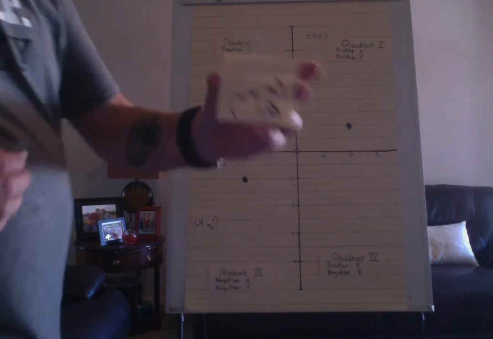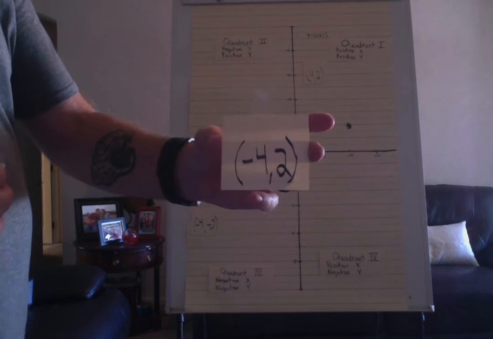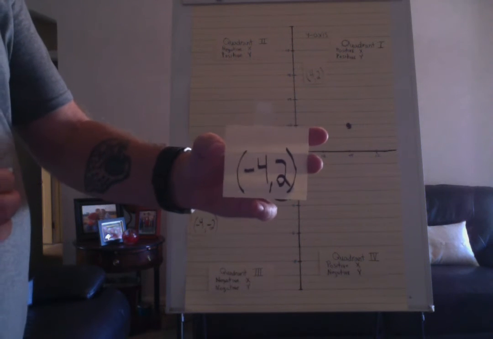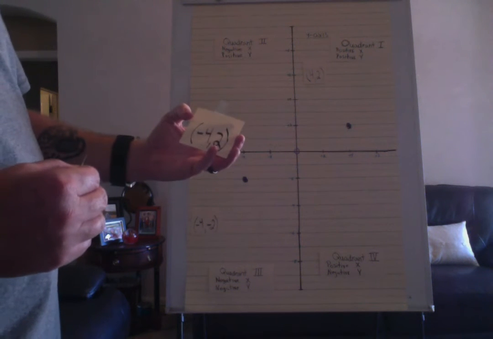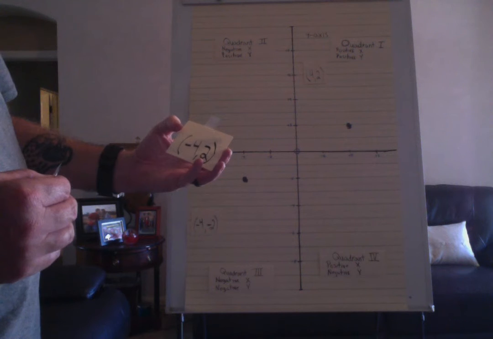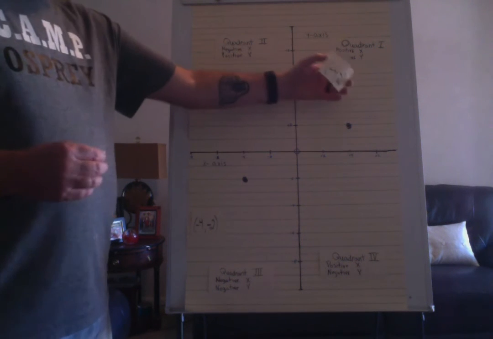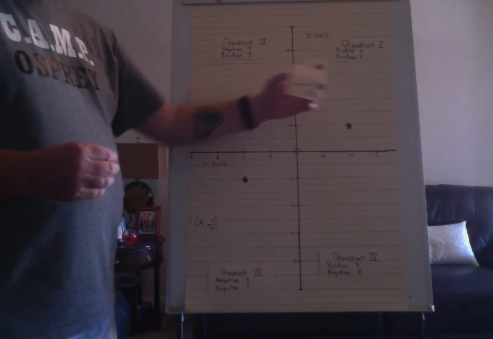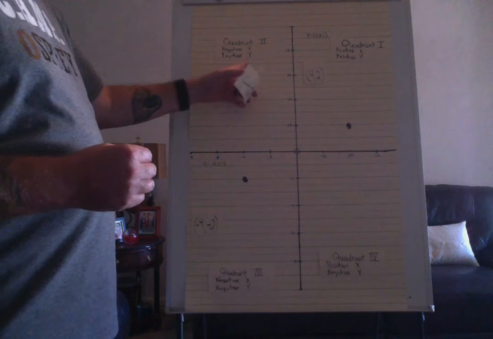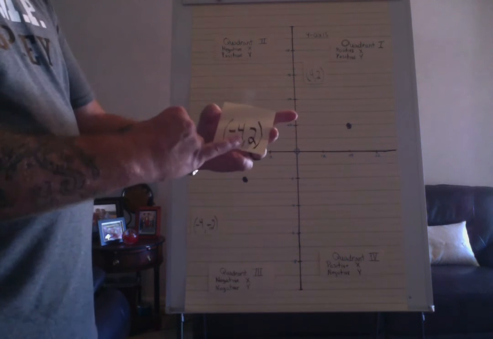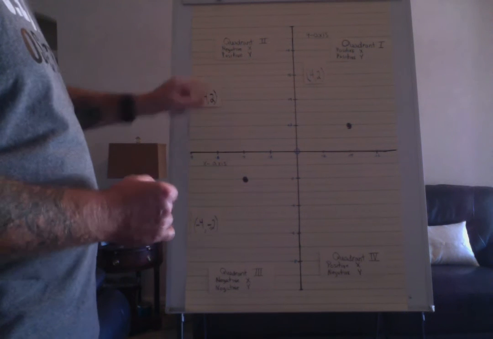The next number has an x value of -4 and a y value of 2, which is positive. Well, which quadrant has a negative x and a positive y? Quadrant 1 has a positive x, positive y. That's not it. Quadrant 2 has a negative x, positive y. Quadrant 2, it looks like, is the right one.